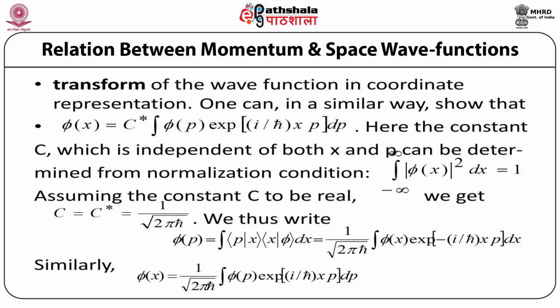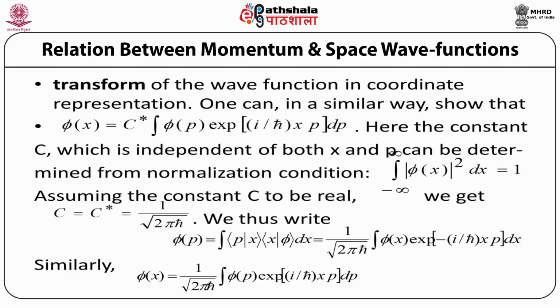Integration over dx, with limits going from minus infinity to plus infinity, of the square of the modulus of the wave function phi(x) is equal to 1. Assuming the constant c to be real, we get c is equal to c* is equal to 1 upon under root 2 pi h-cross.